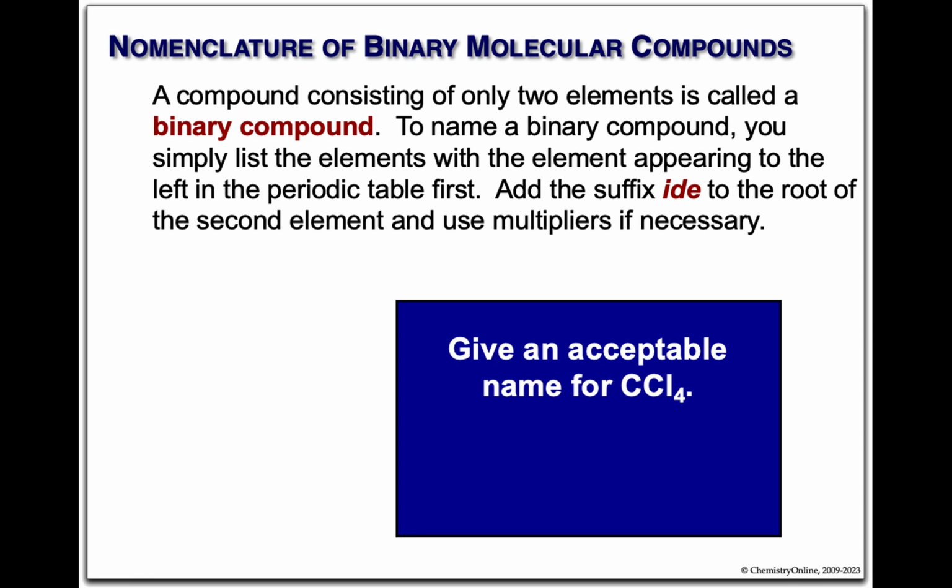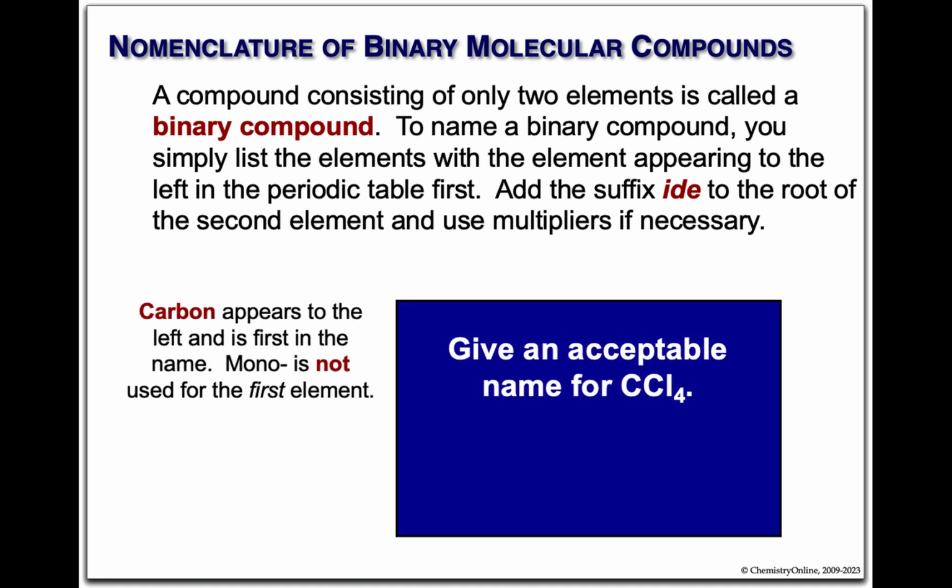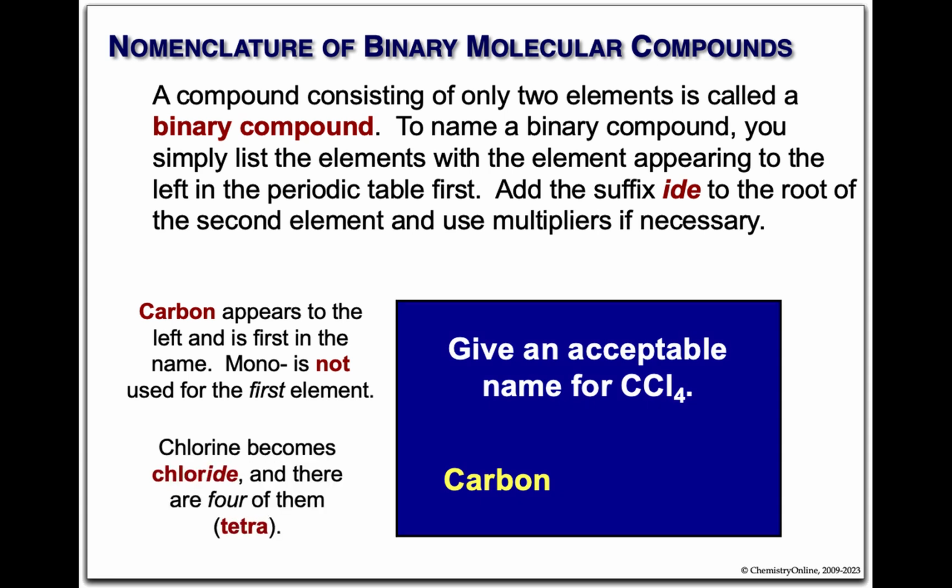CCl4. They're both nonmetal, so this is molecular. Our first word is just the first element, carbon. Don't use mono. We have chlorine here, that's chloride, and we have four of them. How do you say four? Tetra. Carbon, tetra, chloride. Two words.